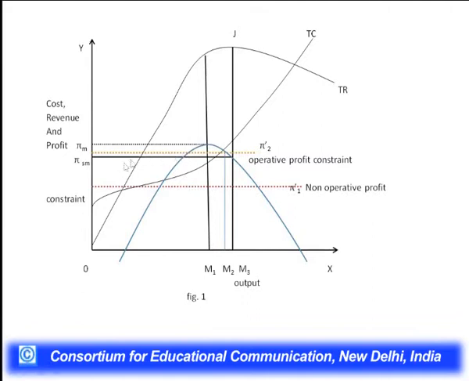Now, if the profit constraint is O pi 1 dash, then you see that this constraint is non-operative. Why? Because the profit constraint is less than the profit at the level of sales revenue maximization, O pi SM. So, when the profit constraint is O pi 1, the firm will produce the output OM3, which is the sales revenue maximization point. When this is non-operative, OM3 output is produced.